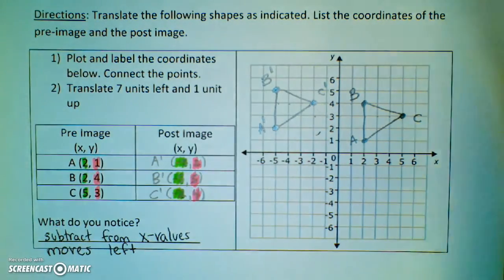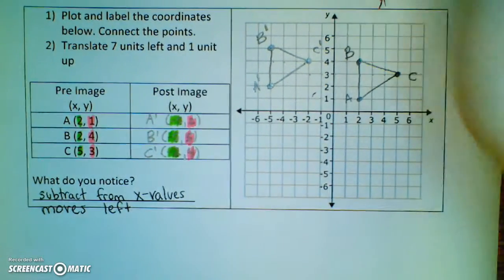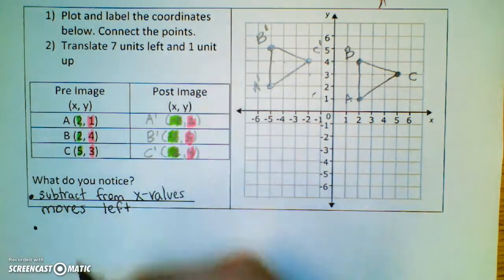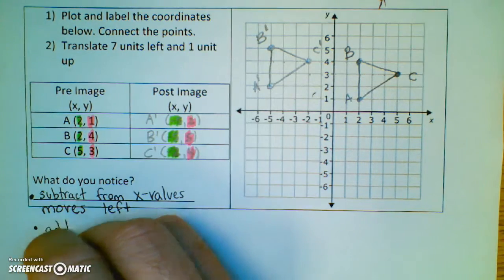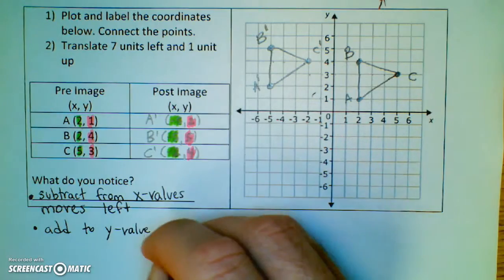So when you're moving up, let me separate these. When you move up, you're going to add to the y values. So add to the y values to move up.